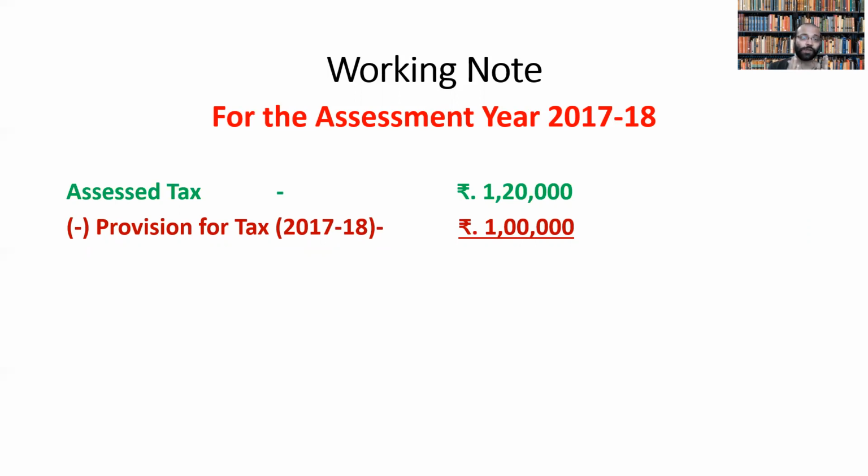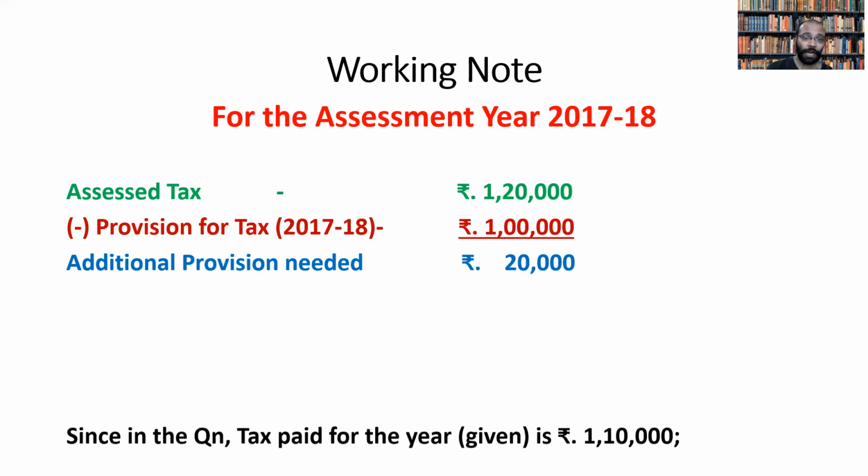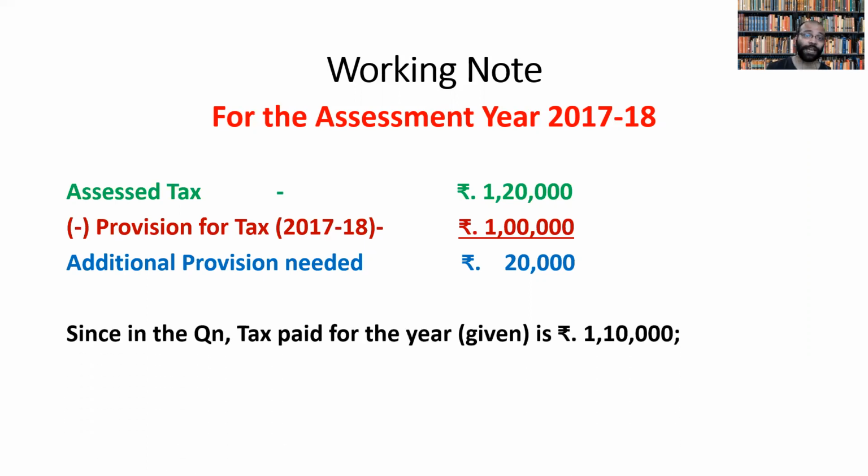Okay, deducted. So the provision for tax for 2017-18, which is 1 lakh, is deducted from the assessed tax, that is the advanced tax paid. Okay, that is 1,20,000. Then you get the remaining figure, which is called additional provision, which is needed. This additional provision is calculated with assessed tax minus the provision for tax for that particular year. So 1,20,000 minus 1 lakh, we get 20,000, which is the additional provision which is needed.